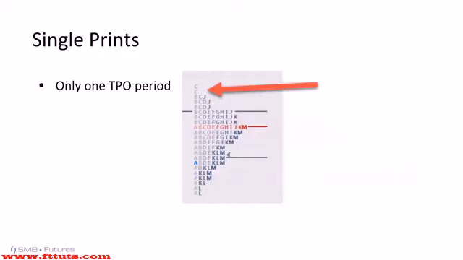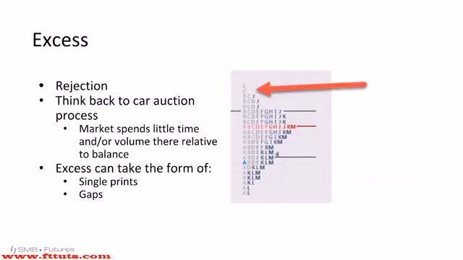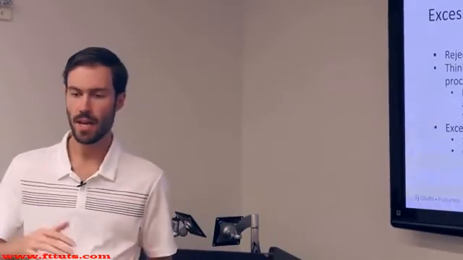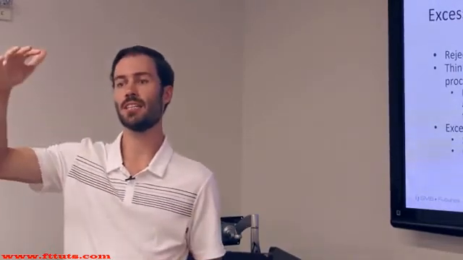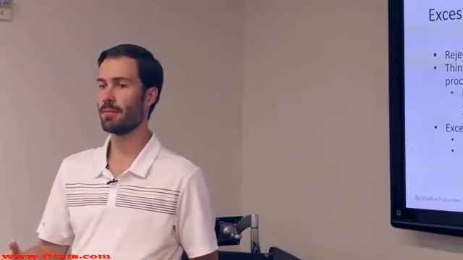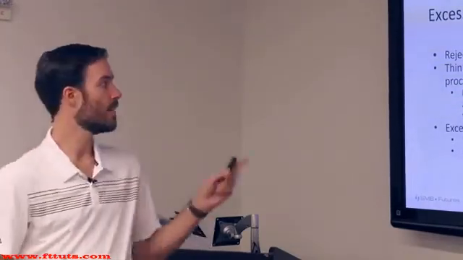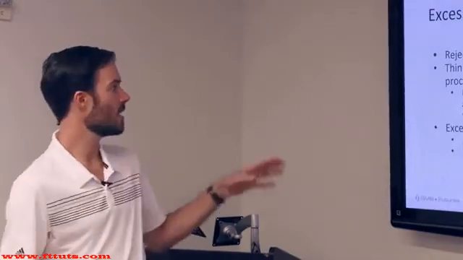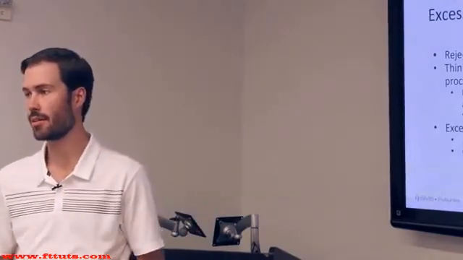Single prints. That was that C period high from our example where only one TPO period had traded there, okay? And what do single prints represent? Excess, another very important term. When we were trading Honda Accords and we went up and all of a sudden the buyers got exhausted and the sellers slammed us back down into value, we didn't spend much time up there, right? We just went up there and whoosh. That was creating excess. It signifies a rejection from an area, okay?